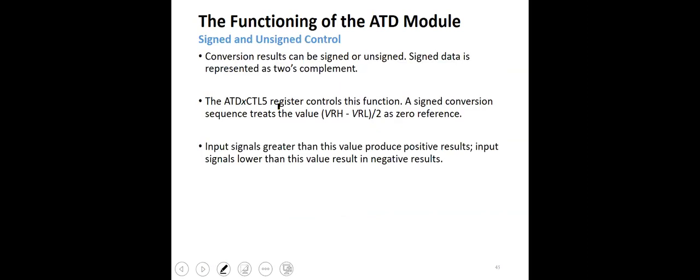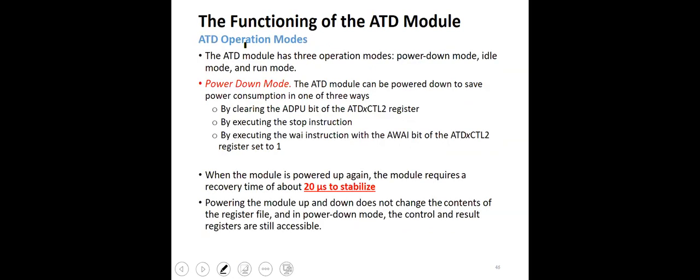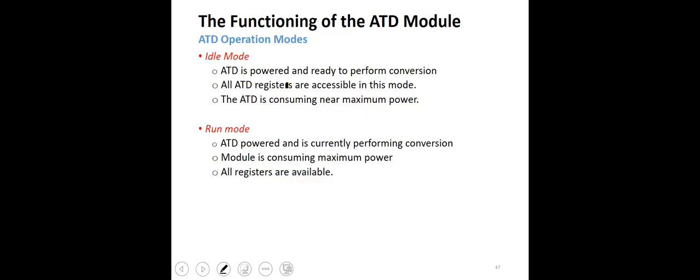The external trigger, signed and unsigned. We said we will always use unsigned representation of the converted results, so we did not discuss signed. The A to D operation modes are run mode, power down mode, or idle mode. The most important thing here is two things. Whenever you turn on the A to D, or whenever you move from the power down mode to the run mode and you want to do some conversion, you need to wait for 20 microseconds to allow the A to D to stabilize. The second thing is very important. If you are not using the A to D, you are not doing conversion, it is very important to turn off the A to D, or put it in power down mode, in order to save power.